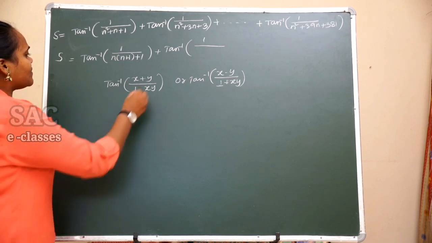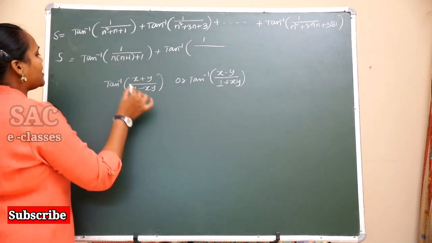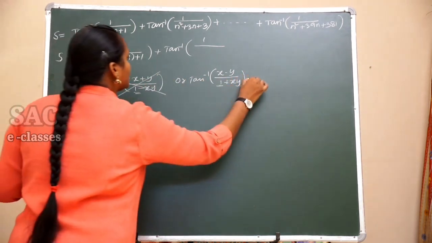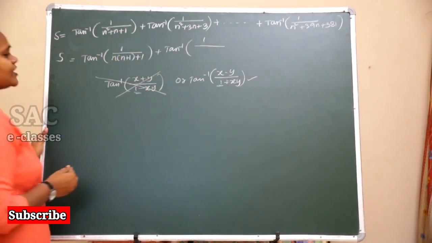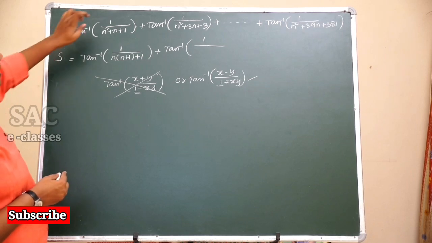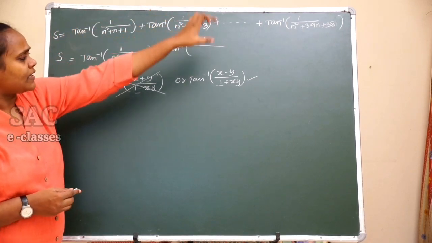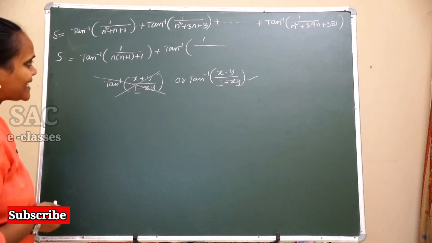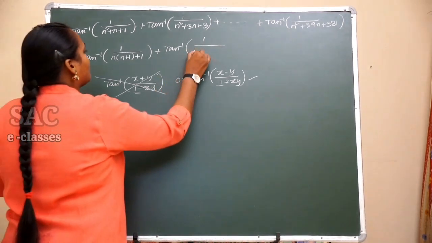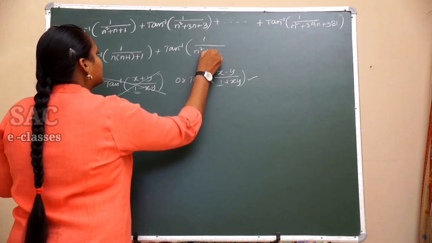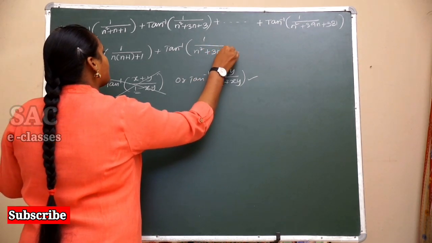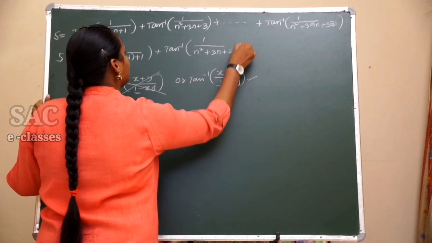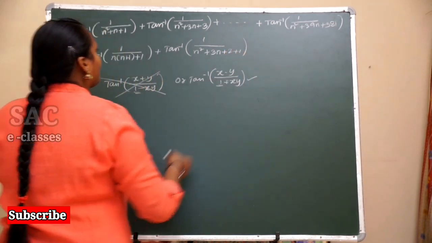So here minus will come. But in the denominator there is no such minus, so it may not be useful. So this is useful to us. I am trying to write each and every given term in terms of x minus y by 1 plus xy. So here, in what way can I write n square plus 3n plus, I want 1 here. So can I write 3 as 2 plus 1? Yes, you can write.